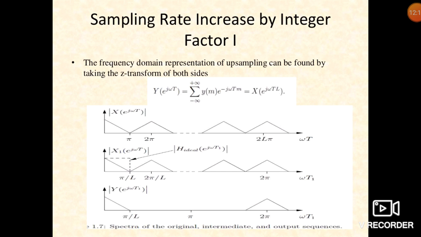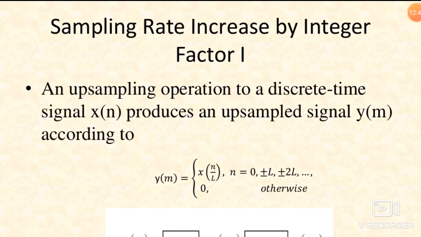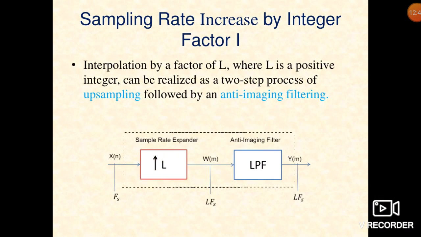That means in this particular spectrum of interpolation, or upsampling, some images will be formed. As you can observe here, above that pi by L, between this and that, all of that comes under images. To remove those images, we are going to use this low pass filter after the upsampling part.